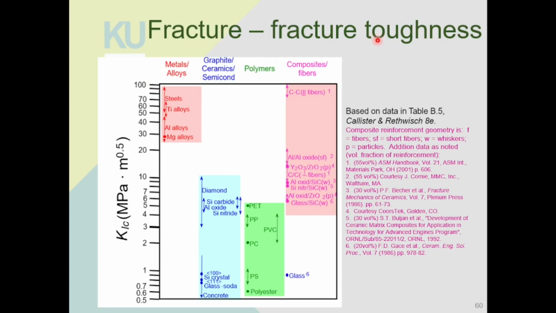Okay, so this is the fracture toughness of different materials. You can see that a lot of materials are quite tough, like metals. Metals are quite tough, whereas polymers and ceramics are quite brittle. Although they have low fracture toughness, composite materials have like the best of both worlds. You have high fracture toughness as well.